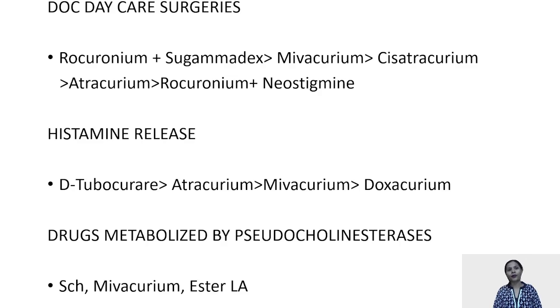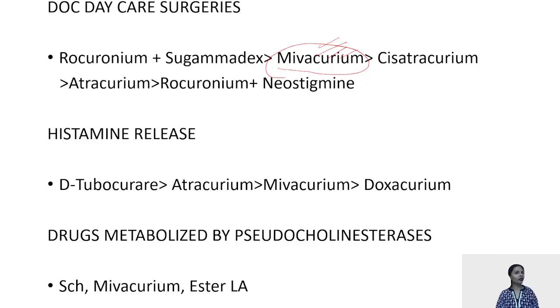rocuronium plus neostigmine. So the first choice for daycare surgeries will always be a combination of rocuronium plus the reversal agent sugammadex. I'll tell you a little about sugammadex later. Second will be mivacurium. But if not given anything, then the drug of choice for the daycare surgeries will be your mivacurium. Is that clear? If mivacurium is in the option, the first choice is always mivacurium. But if the option states rocuronium plus sugammadex as a whole, then the first choice becomes your rocuronium plus sugammadex. Let's be very clear on this point.